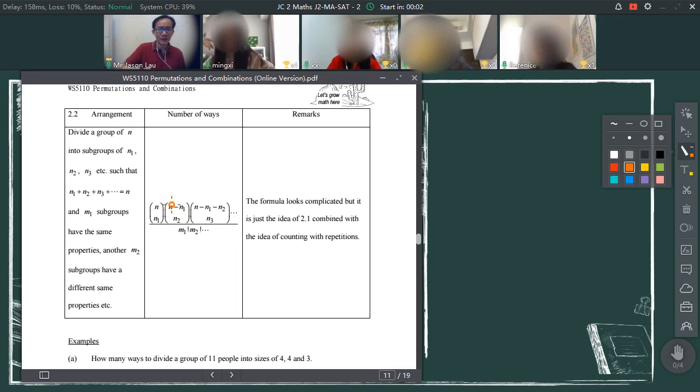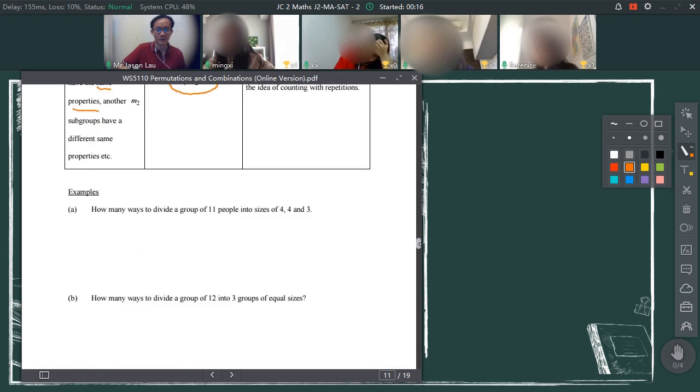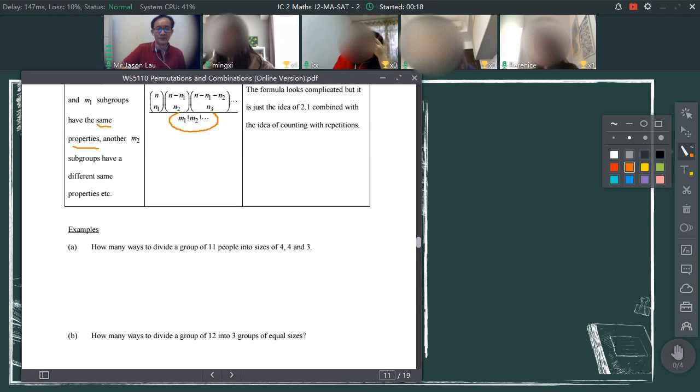Okay, here you have a group. You can split it into subgroups, but some subgroups have the same properties. Because of that, you need to have some cancelling effect of the choosing from there. So there is the repeating group effect. So for example here, how many ways to divide 11 people into sizes of 4, 4, and 3?